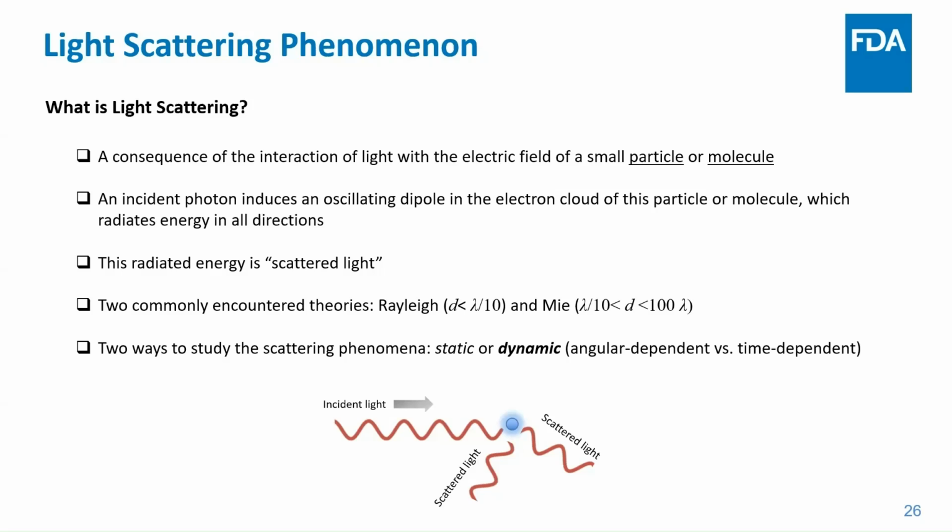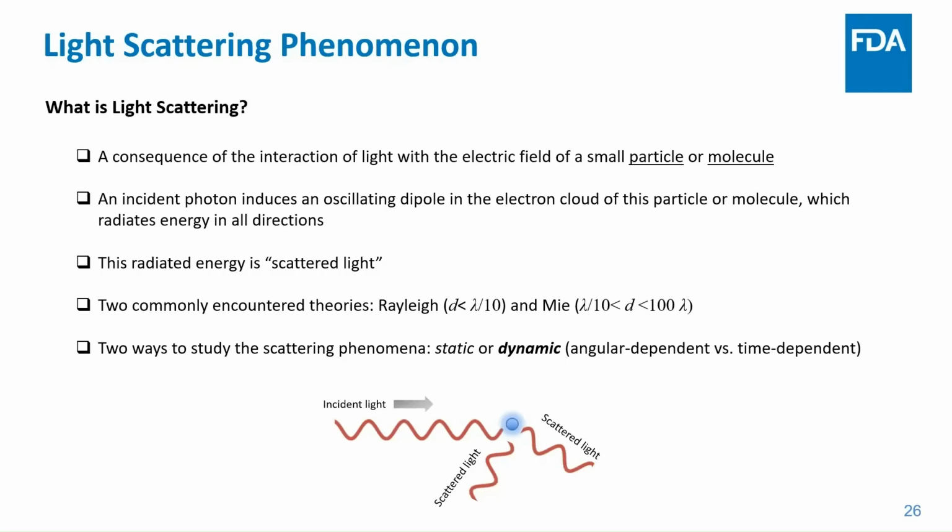And this is a very well understood concept. Indeed, there are two very commonly used theories to describe this scattering phenomenon. One is Rayleigh scattering, the other is Mie scattering. This has to do with the relative dimension of the particle to the wavelength of the light.